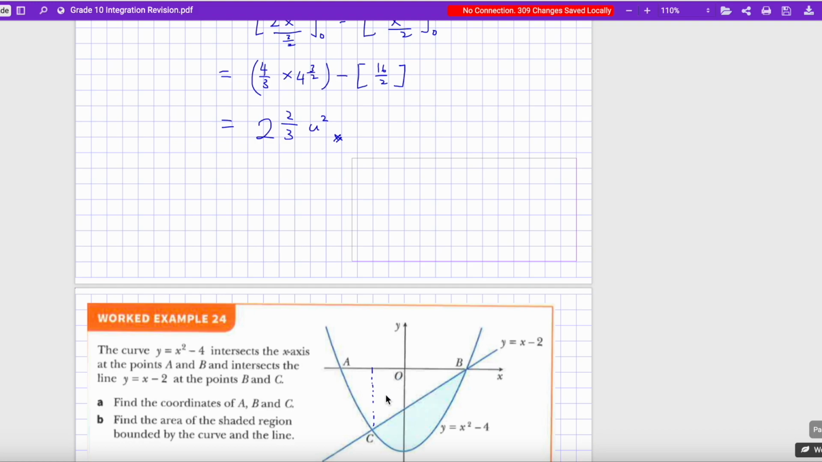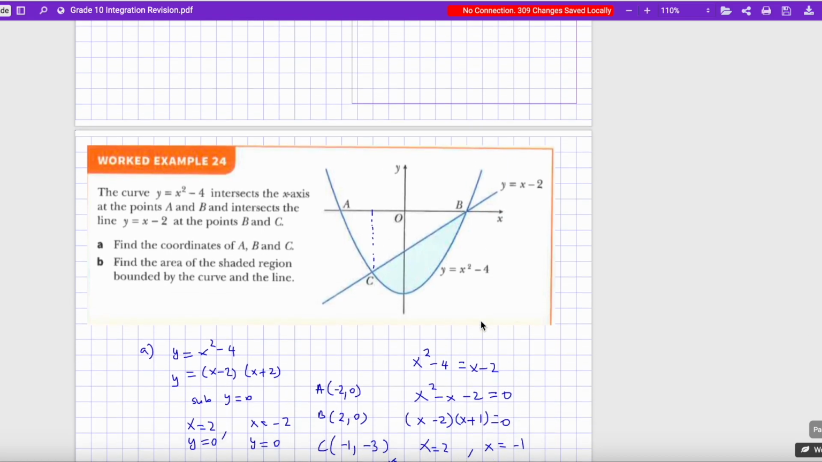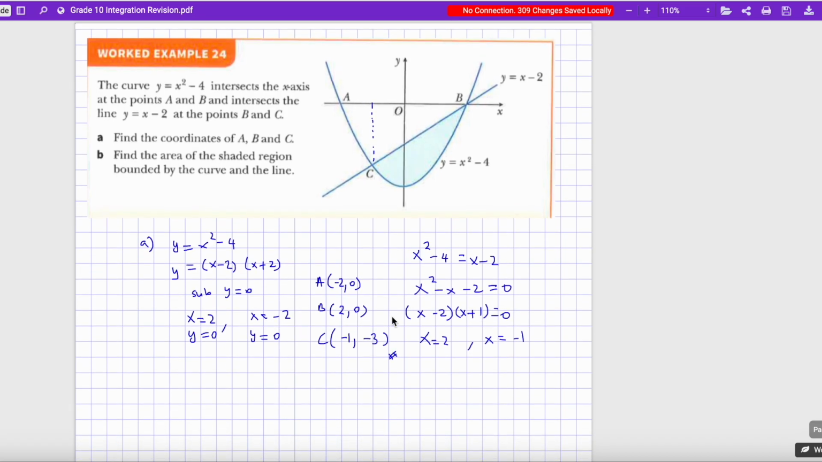And to find coordinate C, we just want to equate the quadratic function with the linear function and find the intersection. I've done it here. So for part A, you can see that I have factorized the quadratic function, equated y to 0, and I was able to get points A and B quite quickly.